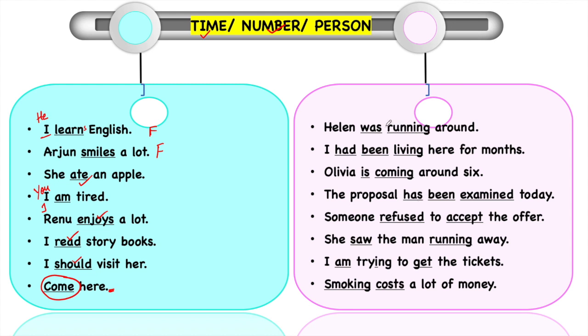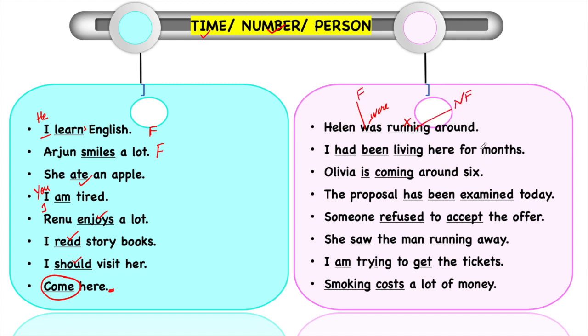They are the mixture of finite and non-finite verbs. Helen was running around. Two verbs are there, was and running. Now we have to see which verb can be changed. If you write here Helen and Jack, then it will become were. Helen and Jack were running around, but there will be no change on running. It means this is a finite verb and this is a non-finite verb.